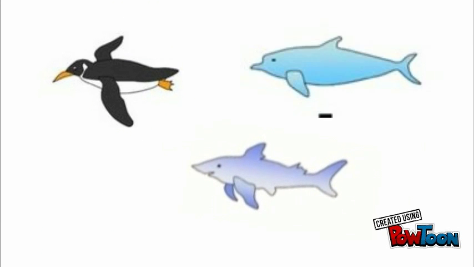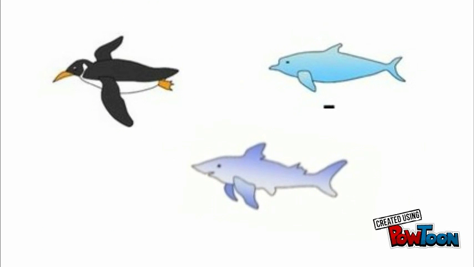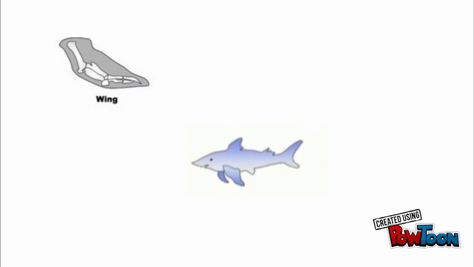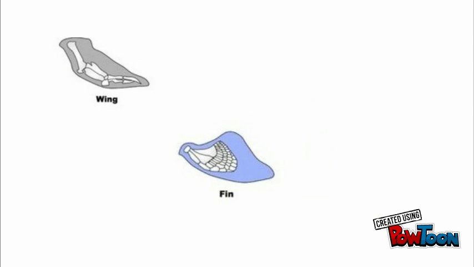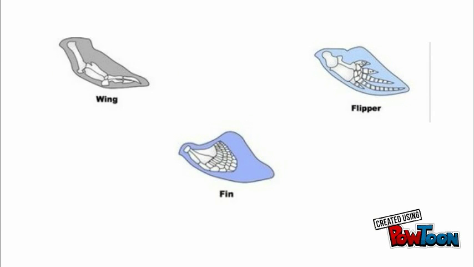However, some organisms like a penguin, a fish, and a dolphin have organs that perform similar functions, that is, swimming, but actually have a very different basic design. A penguin is a bird and has wings, a fish has fins, and a dolphin has flippers for swimming. Although these organs perform similar functions, they have different internal structures.